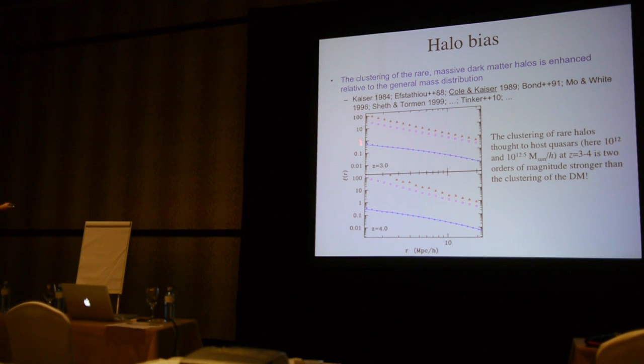So what I show here is the correlation function, at redshift 3 and 4, for the mass, that's these blue points, and then for halos that are thought to host quasars, which are rare objects. These here happen to be 10^12 and 10^12.5 solar mass halos, given by the 10^12 here and the 10^12.5 there. And you'll notice, just looking at this, that the clustering of the halos is 2 orders of magnitude stronger in this correlation function here than is the clustering of the mass. So it's a dramatic enhancement in the clustering strength.